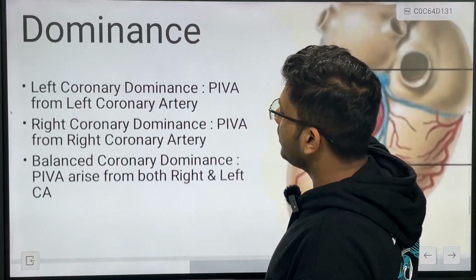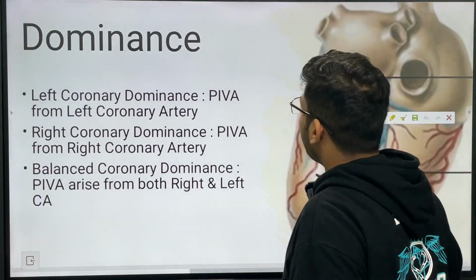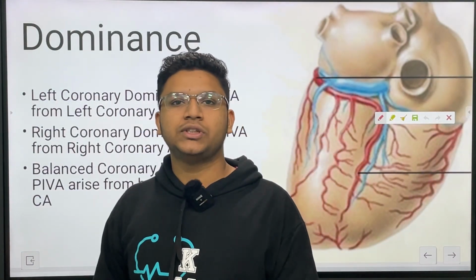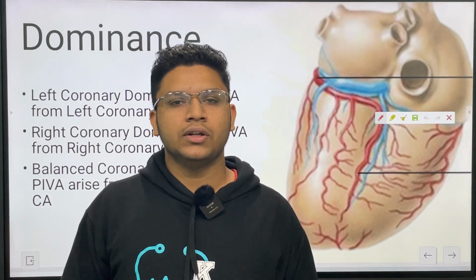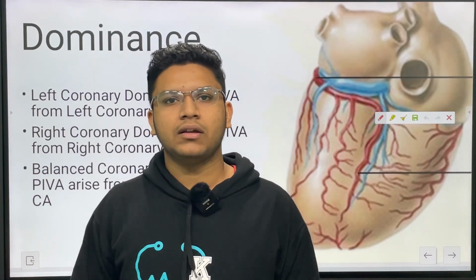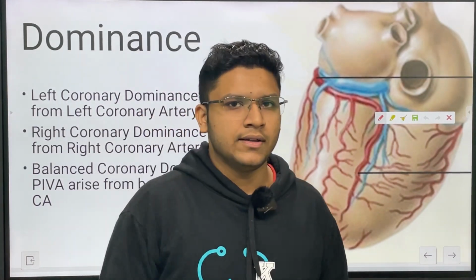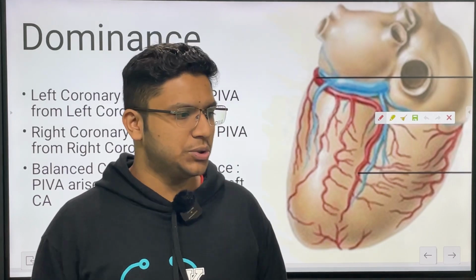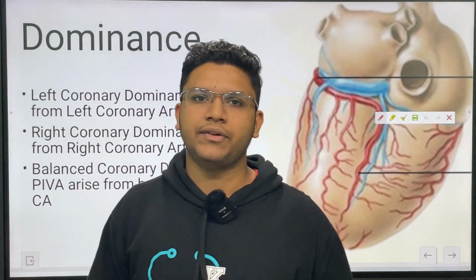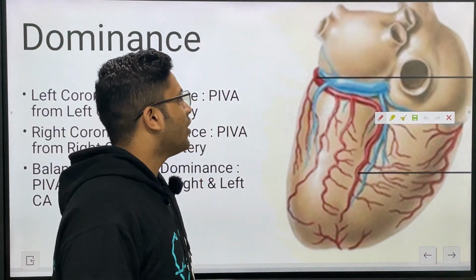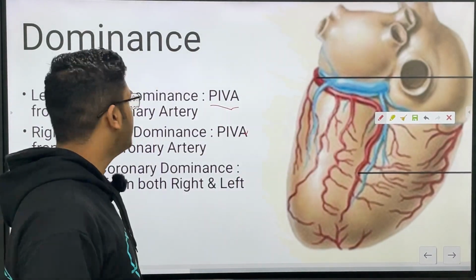And the next one is about dominance. What is the meaning of dominance? Dominance is decided by your posterior interventricular artery. If the posterior interventricular artery takes origin from the right coronary artery, then it will be right dominance. If it comes from your left coronary artery, then it will be your left dominance. In the majority we see that the posterior interventricular artery takes origin from the right coronary artery, but sometimes we can also see that it takes origin from the left coronary artery.